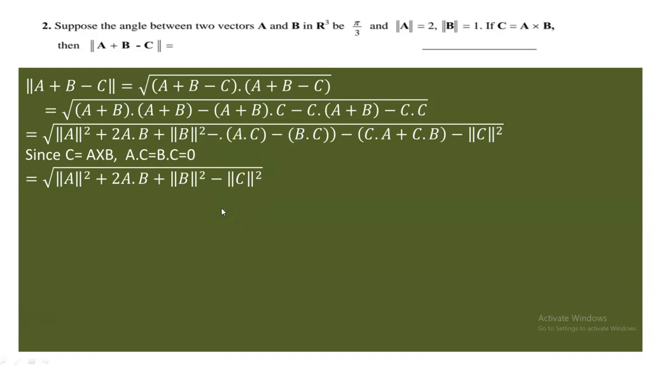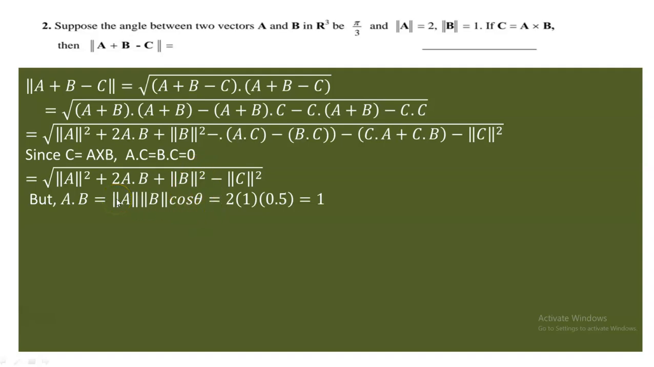Now students, norm of A is already determined and the norm of B is also determined. Now we need to determine what A dot B is. Since we are given the angle between A and B, we can determine A dot B. You know that A dot B is norm of A times norm of B times cosine of the angle between these two vectors A and B.